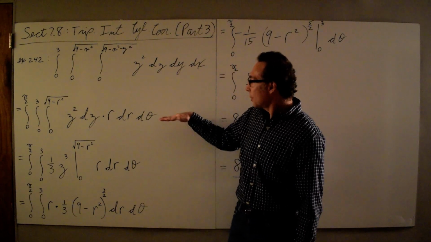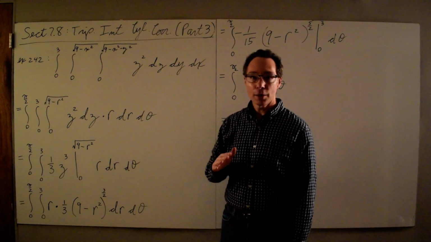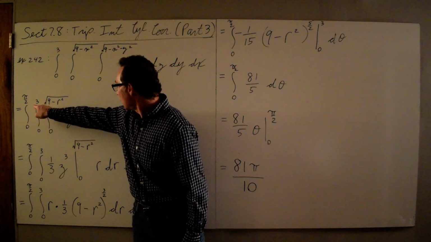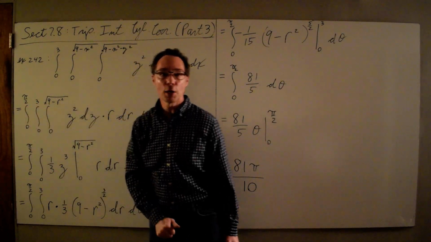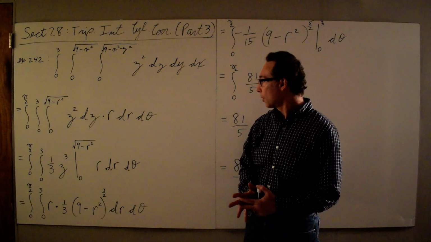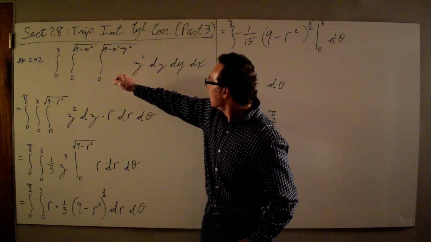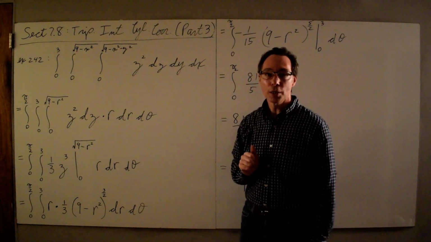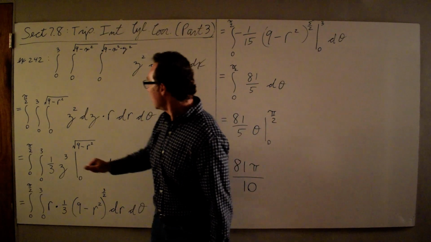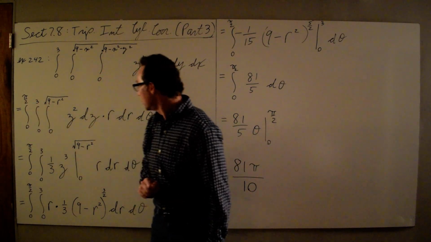And so when we set this up in terms of cylindrical coordinates, we're looking at the quarter of the circle. R goes from 0 to 3, theta goes from 0 to pi over 2. That is the region in the xy plane given in terms of polar coordinates. And then we convert our function and our limits of integration into cylindrical coordinates.